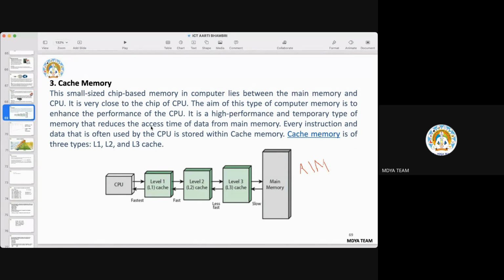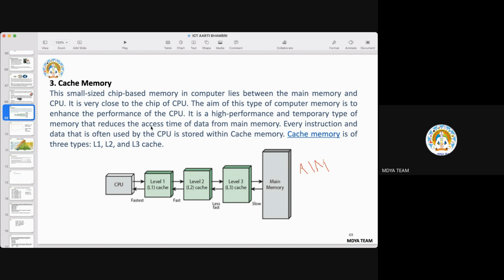Cache memory is sometimes considered the third type of memory. Otherwise, it is a part of the CPU. It is a small-size chip memory in a computer, which lies between main memory and CPU. Main memory means RAM, which is also placed near the CPU, because this is the only memory through which the CPU gets the command on what to operate and how to process. So it is very close to the chip of the CPU on the motherboard.